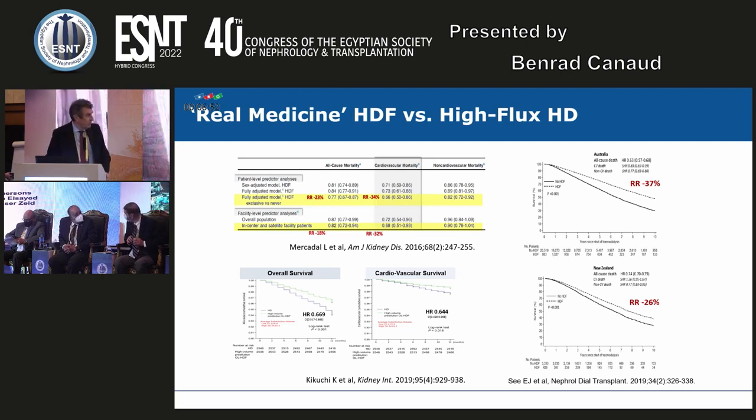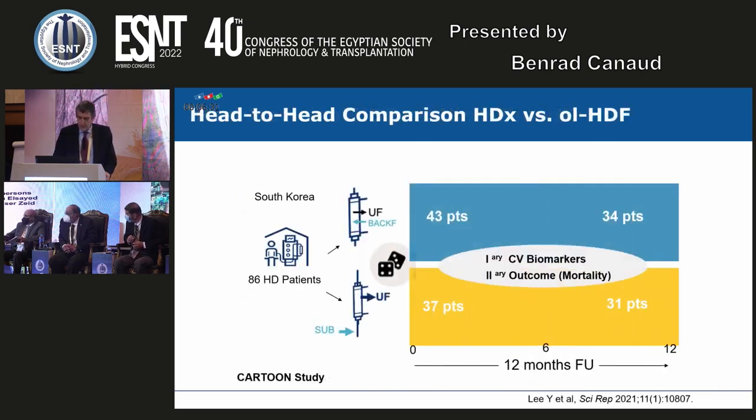I put the three main registries from France, from Japan, from Australia and New Zealand: large data sets of patients, an unselected population, because these are national registries showing that in all cases, hemodiafiltration reduced mortality by 20 up to 37%, depending on the country.